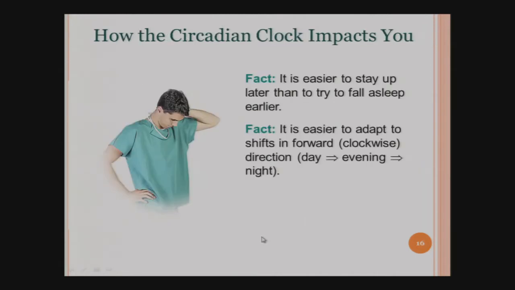Okay, so how the circadian clock impacts you. It is a lot easier to stay up later than to try to fall asleep earlier. So when you have shift work, it's easier to adapt to shifts in a forward fashion, going from a day shift to a swing shift and a night shift. A lot of ER residencies are actually trying to move towards making their schedules a little more like this, where they're not just flipping randomly between day and night or a swing shift. They're actually moving forward in their shift change. So based on this.